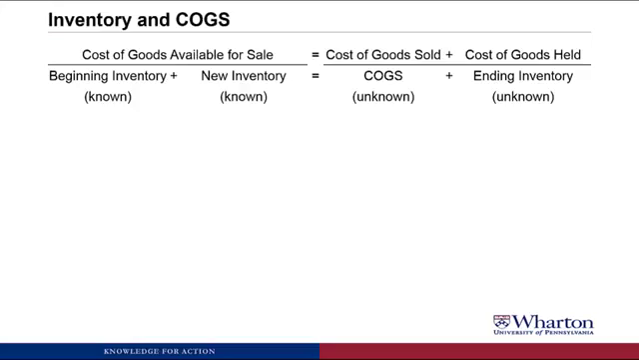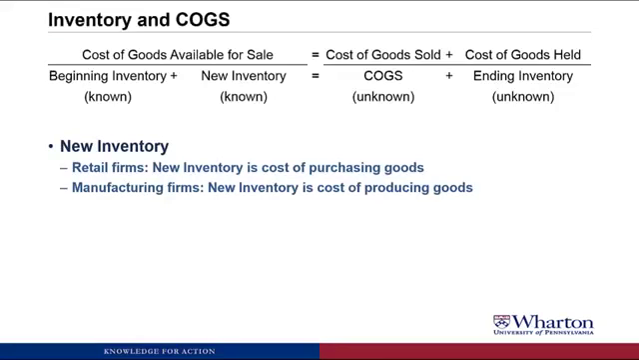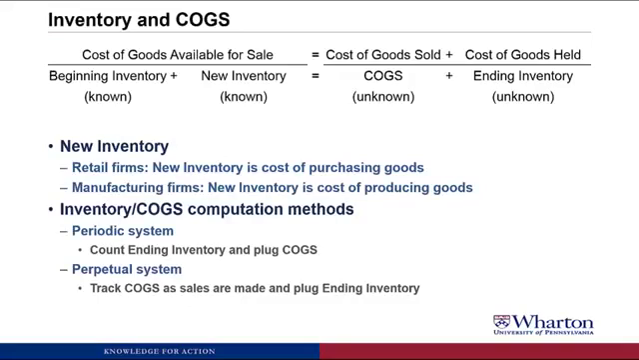So beginning inventory is known for certain because it's whatever ending inventory was last period. The new inventory is going to either be the cost of purchasing the goods for retail firms or the cost of producing the goods for manufacturing firms. But now we need an assumption about how we divide this up between cost of goods sold and cost of goods held. As always, there are two methods for doing this. One would be the periodic system, where at the end of the period we count all our ending inventory, figure out the cost of that ending inventory, and then we can plug cost of goods sold.